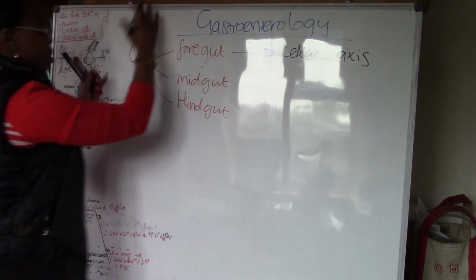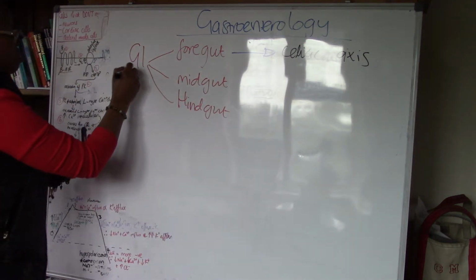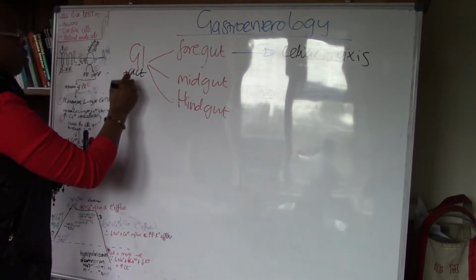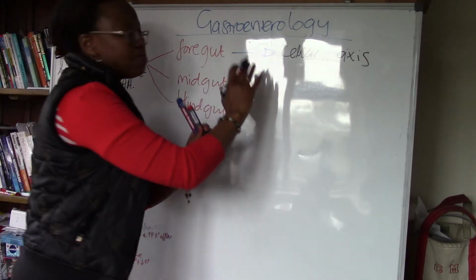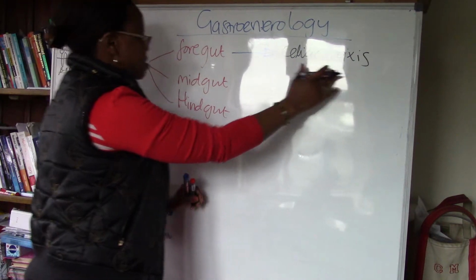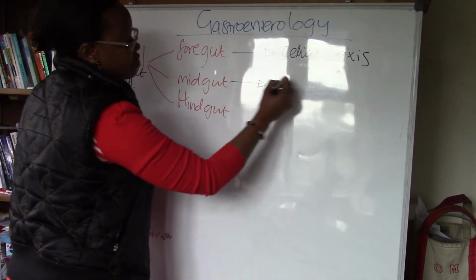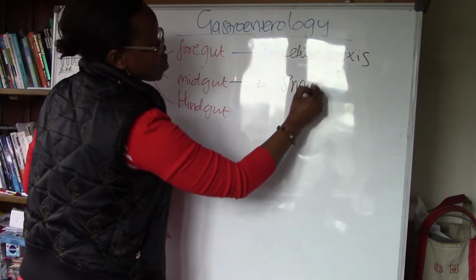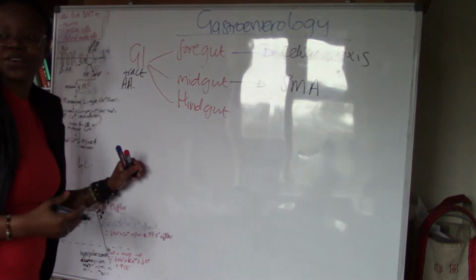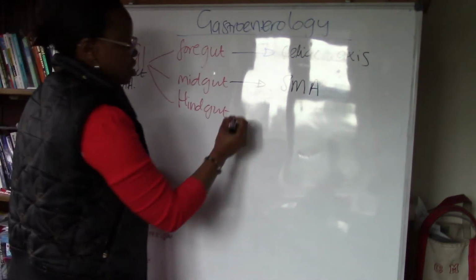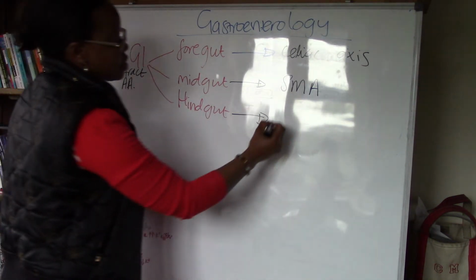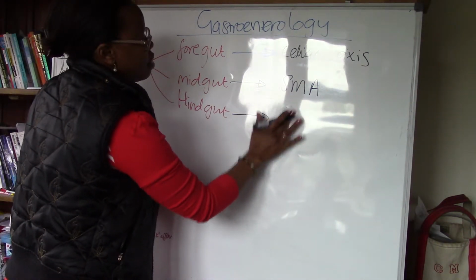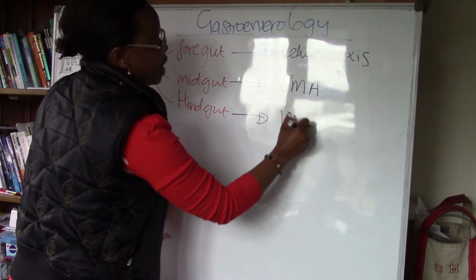The entire GI tract obviously is supplied by the abdominal aorta, but the foregut receives its blood supply from the celiac axis. The midgut receives its blood supply from the superior mesenteric artery, which is abbreviated to SMA. And the hindgut receives its blood supply from the inferior mesenteric artery.